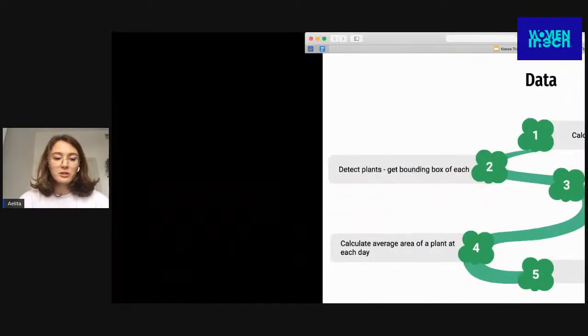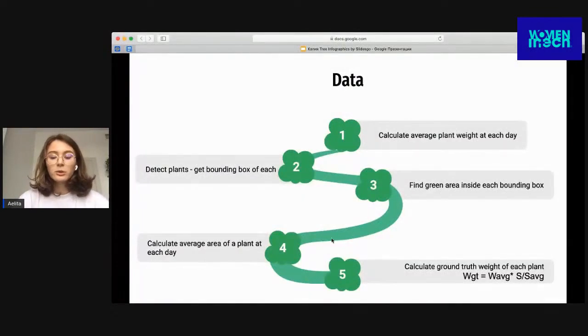Let's view the whole process of preparing data. Firstly, we need to calculate the average plant weight at each day. This information we get from the data that a farm company collected for us. As I have already said, every 3 days they weigh a plant from a shelf. Also, we collect other statistics like maximum and minimum weight at each day because it may be useful later.